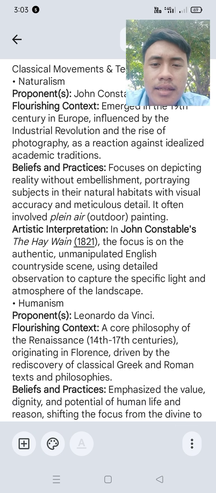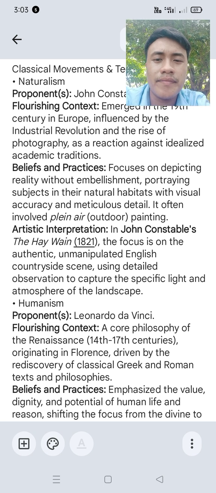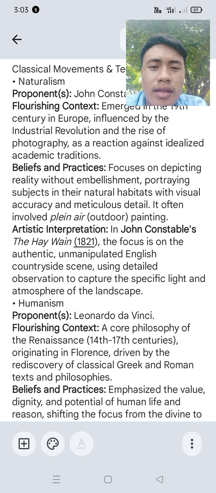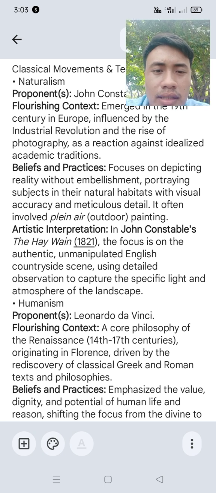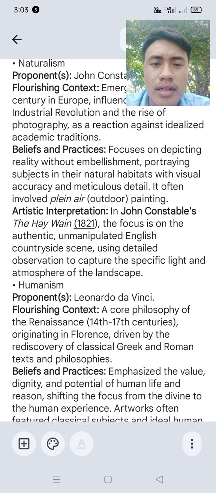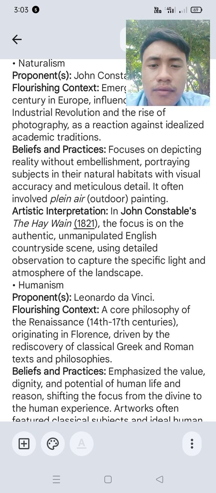Next, beliefs and practices. Focuses on depicting reality without embellishment, portraying subjects in their natural habitats with visual accuracy and meticulous detail. It often involved plein air or outdoor painting.